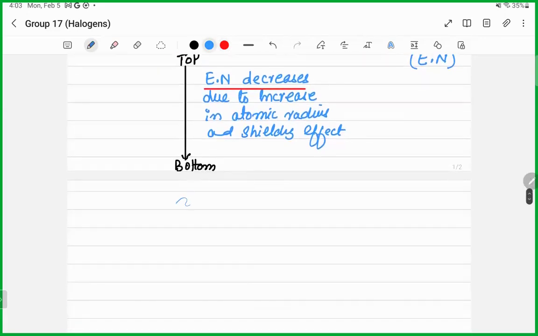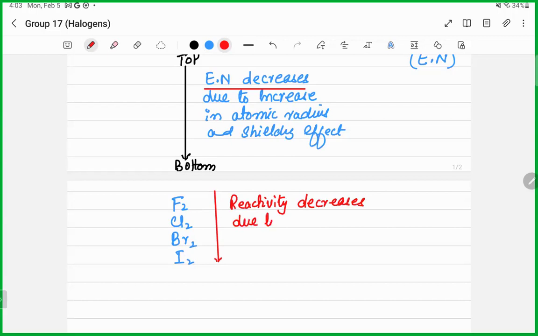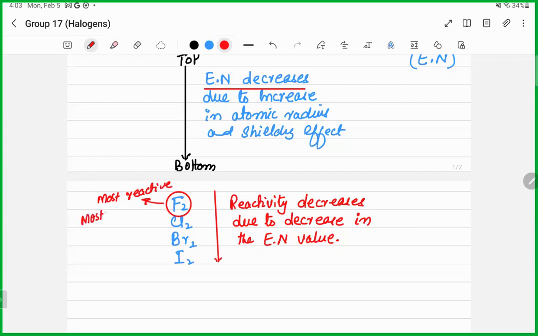ठीक है? तो keeping this one in mind, if we list down the halogens like fluorine, chlorine, bromine, and iodine, can I say that going down the group, the reactivity decreases due to decrease in the electronegativity value? Okay, the power to gain an electron decreases. So can I say that fluorine is going to be the most reactive? And most powerful की जगह हम term use कर रहे हैं strongest oxidizing agent.